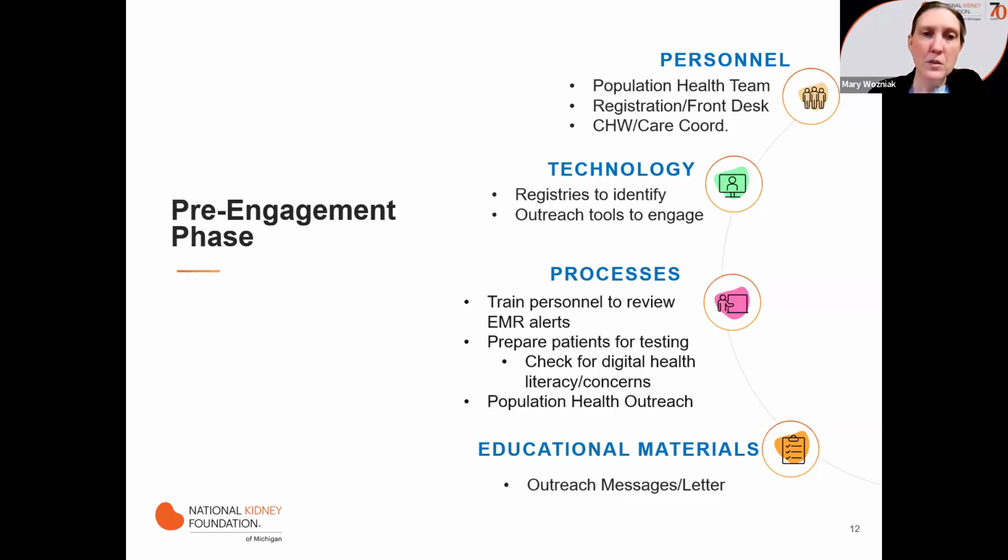Some of the processes that can be used are training personnel to review alerts if you're utilizing alerts in your EMR, preparing patients for testing, really reminding them that both blood and urine are going to be collected that day, and conducting population health outreach. And then we'll share a couple of the education materials that we have available that you're welcome to adopt. So by focusing on outreach to patients at this pre-engagement phase, you can reach the population even if they aren't being seen soon for care.